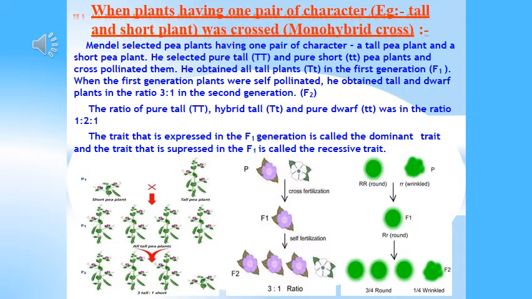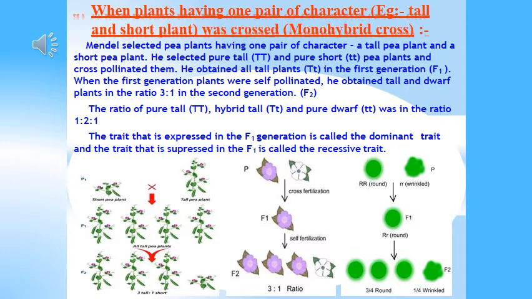He obtained all tall plants. Here the phenotype is what? It's all tall plants in the F1 generation. But what is the genotype? Has it changed or has it remained the same? Yes, it has changed. Now instead of capital T, we have capital T, small t, right? In the first generation. When the first generation plants were self-pollinated, that's a very important point.